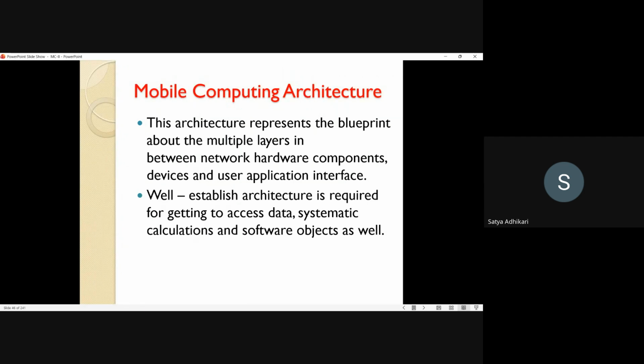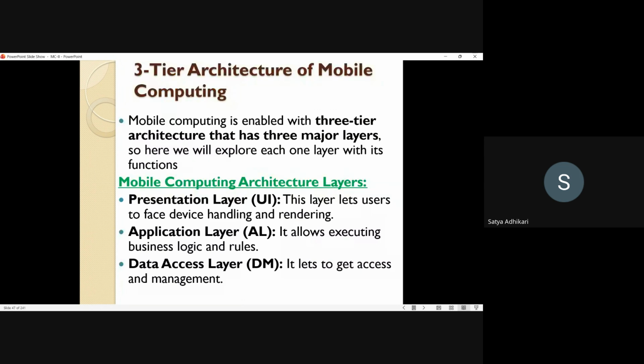Otherwise, security will be lost, data will be lost, and data communication will not be done properly. This architecture is known as the three-tier architecture of mobile computing. As it contains three different layers, that is why the name is three-tier architecture of mobile computing. Let us discuss what the three-tier architecture is, and what different components it contains.